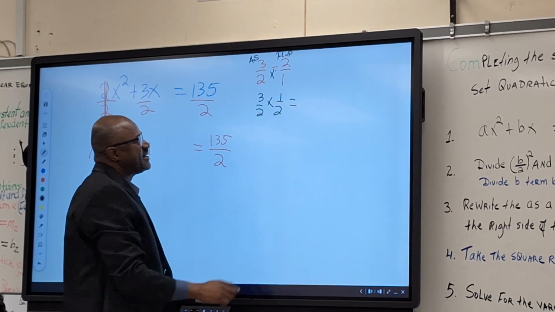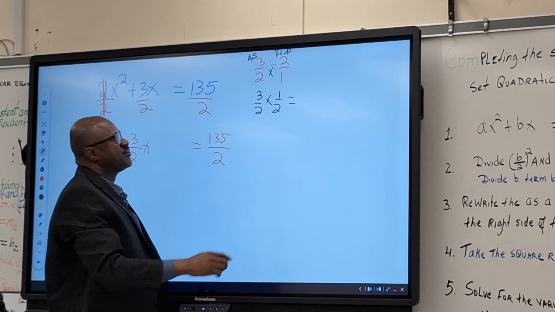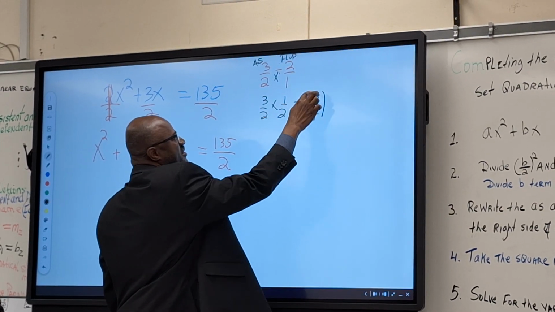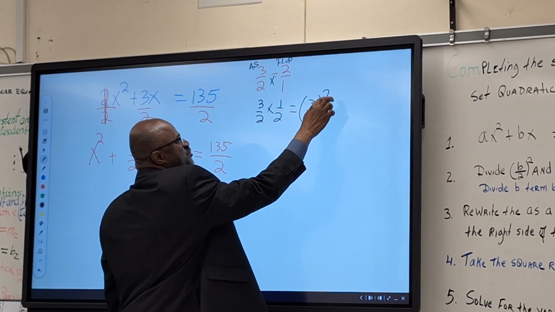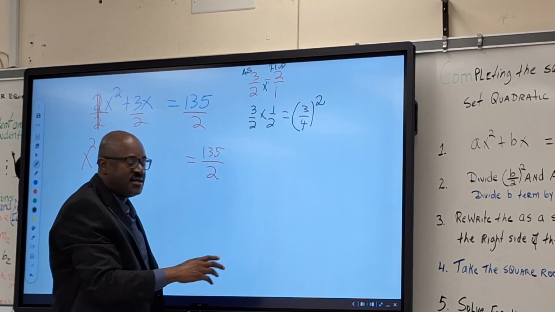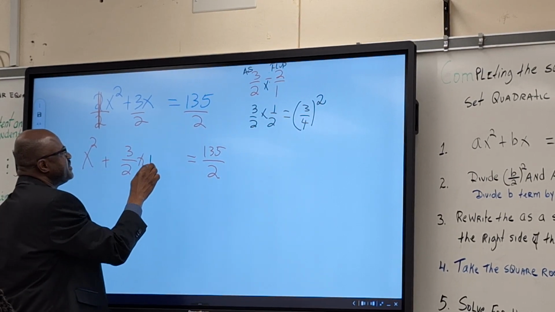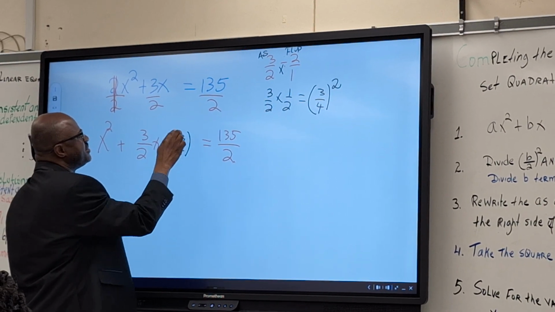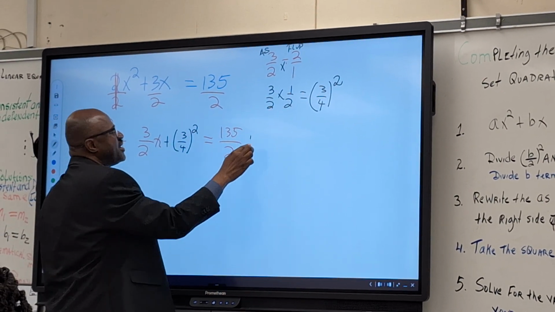Then what do we get? 3 over 4. What do you do with the 3 over 4? Then you square it. You see how many things happen? So that's what you will add here: 3 over 4 squared. And that's what you add to each side.